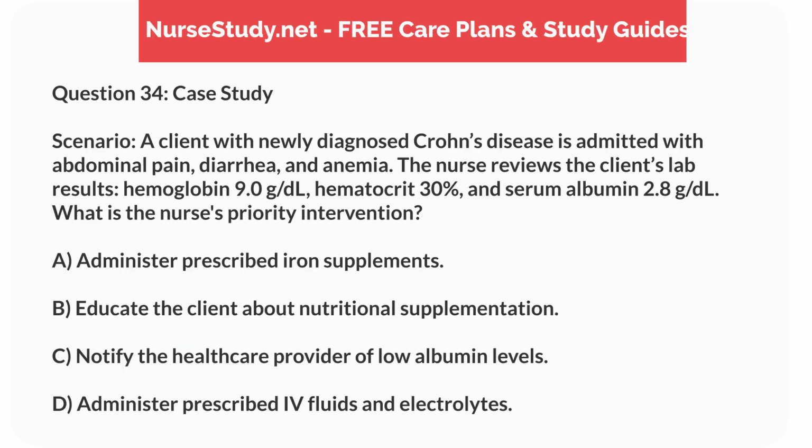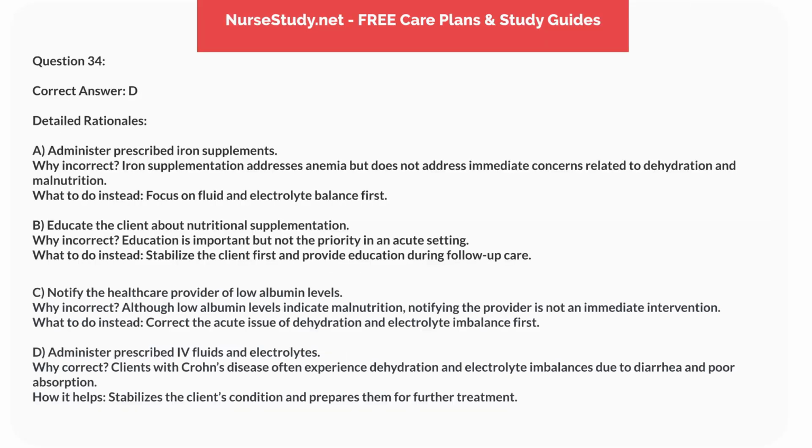Question 34, Case Study. Scenario: a client with newly diagnosed Crohn's disease is admitted with abdominal pain, diarrhea, and anemia. The nurse reviews the client's lab results: hemoglobin 9.0, hematocrit 30%, and serum albumin 2.8. What is the nurse's priority intervention? A. Administer prescribed iron supplements. B. Educate the client about nutritional supplementation. C. Notify the healthcare provider of low albumin levels. D. Administer prescribed IV fluids and electrolytes. Correct answer: D. Detailed rationales.